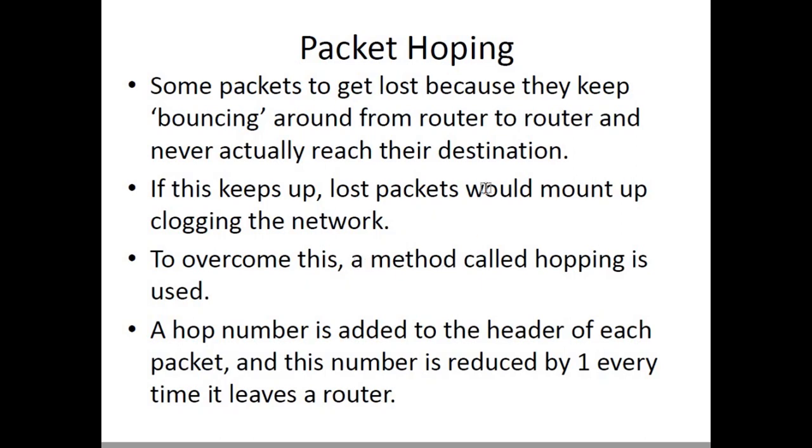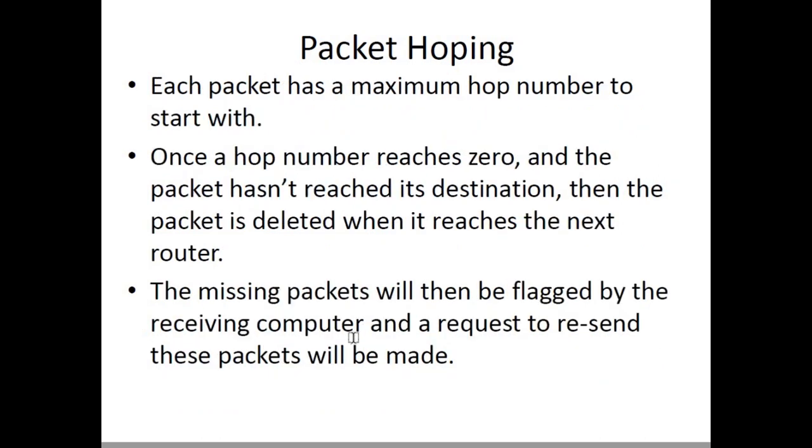To overcome this, a method called hopping is used. A hop number is added to the header of each packet and this number is reduced by one every time it leaves a router. Each packet has a maximum hop number to start with. Once the hop number reaches zero and the packet hasn't reached its destination, the packet is deleted when it reaches the next router. The missing packet will then be flagged by the receiving computer and a request to resend these packets would be made.